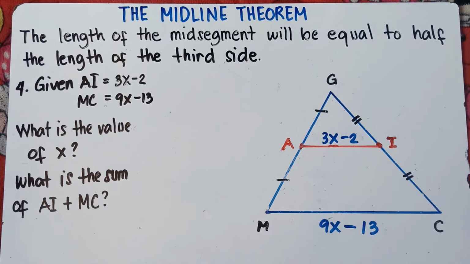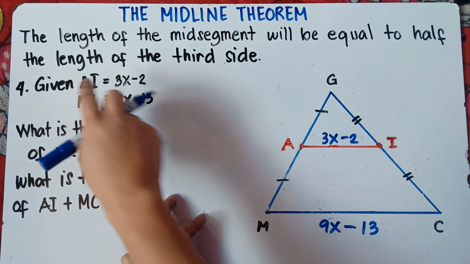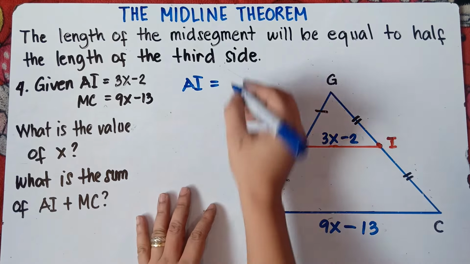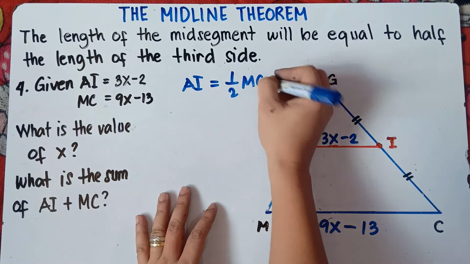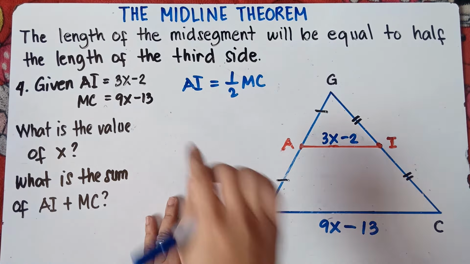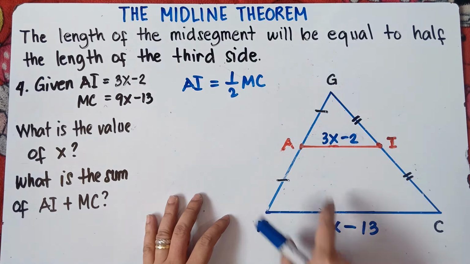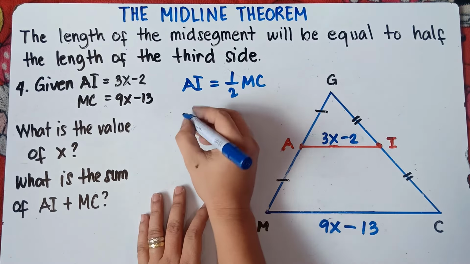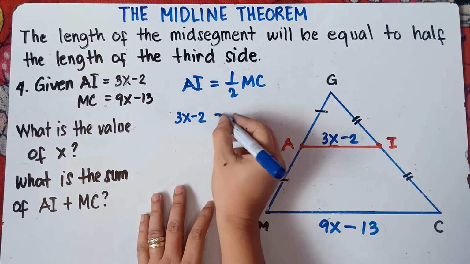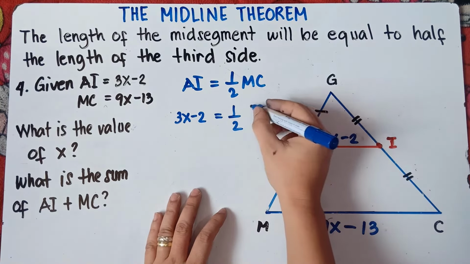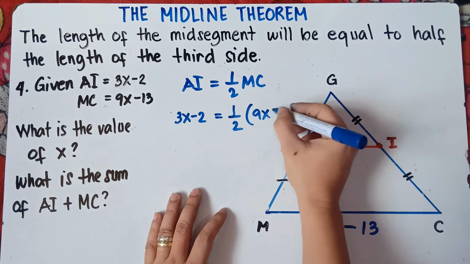So we will write the equation, class, for this midline theorem. Once again, the midsegment is equal to half the length of the third side. So AI is equal to 1/2 of MC. That's the formula, class. To find the value of x, we need to equate this. AI is 3x minus 2, simply substitute: 3x minus 2 equals 1/2 times 9x minus 13.